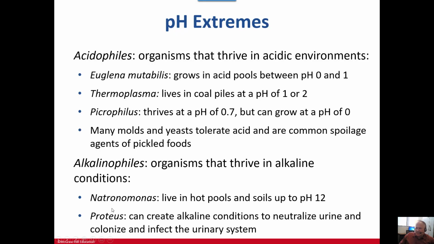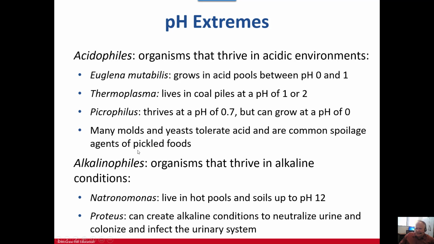So what type of organisms, the acidophiles, can survive in acidic environments? Euglena mutabilis grows in acid pools between pH 0 and 1, which is amazing. Thermoplasma grows in coal piles at pH 1.1 to 2, and Picrophilus thrives at a pH of about 0.7. Molds and yeast tolerate acids and cause common spoilage, of course.